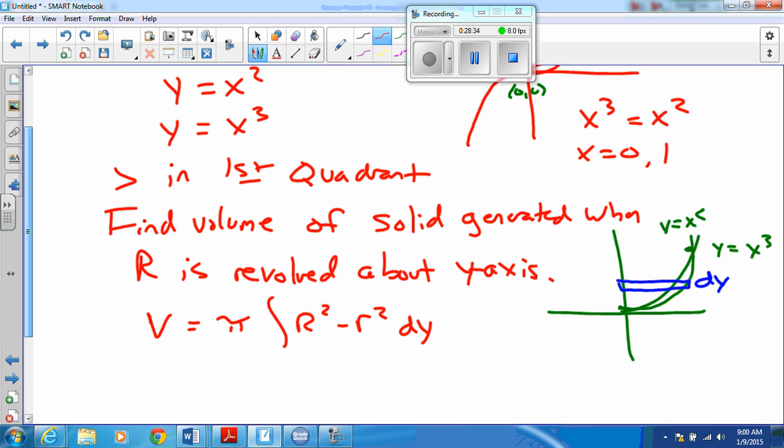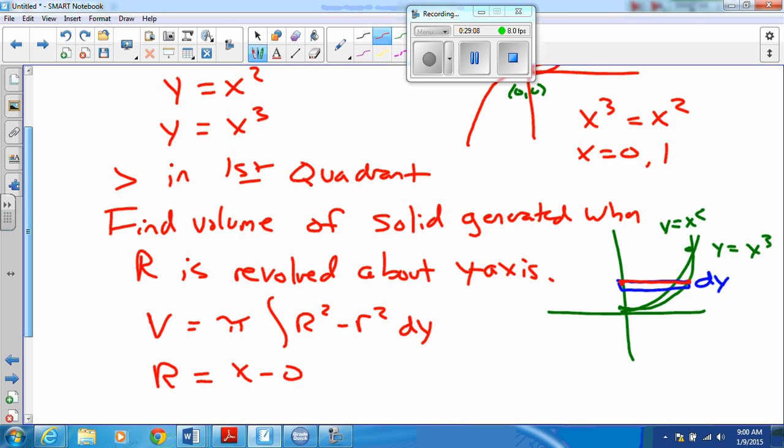We begin with our form here because this focuses our attention. And now we see that we're looking for the outside radius in terms of y, and we're looking for the inside radius in terms of y. And the outside radius is going to be curve minus axis. I start at the axis and I go to the outside curve, which is this guy right here. And I can see that the outside radius is going to be x minus 0.